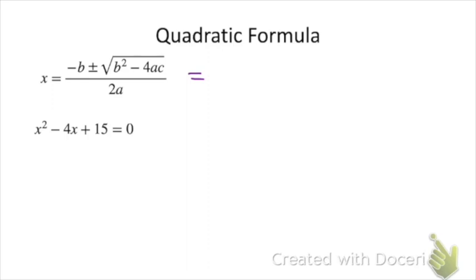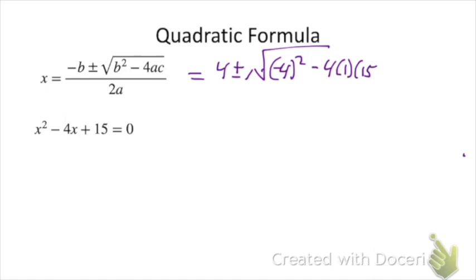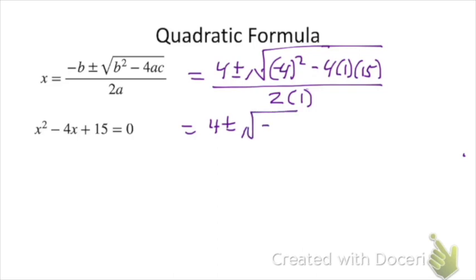So x equals the opposite of negative 4 is 4 plus or minus the square root of b squared. So negative 4 squared minus 4 times the a times the c, all over 2 times 1. And then we go around simplifying things. 4 plus or minus, we have 16, since negative 4 squared is 16. 16 minus 60, we get negative 44, all over 2.